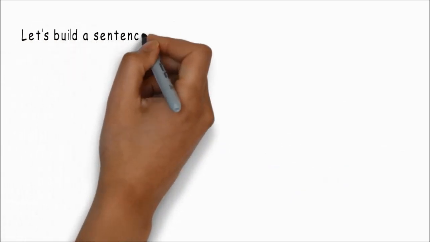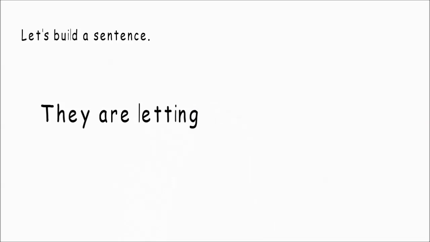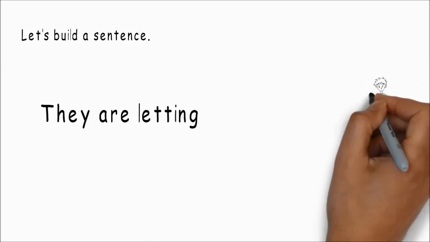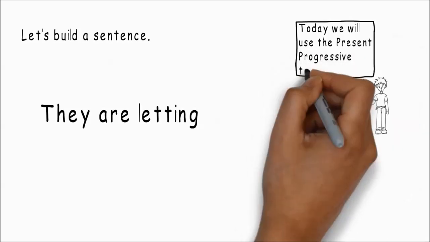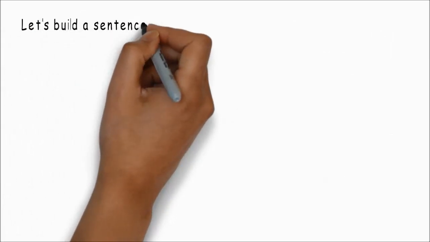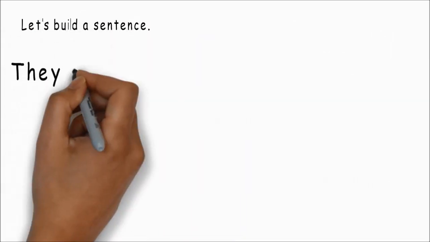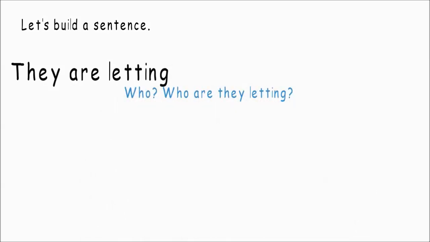Let's build a sentence. They are letting. Today, we will use the present progressive tense. Let's build a sentence. They are letting, who? Who are they letting? They are letting me. All right.